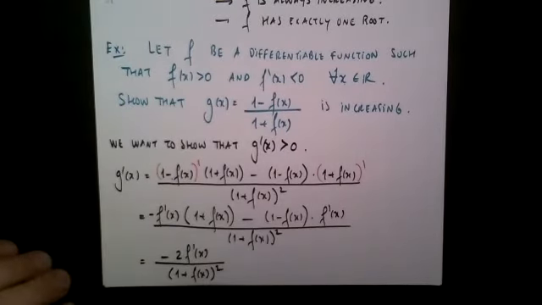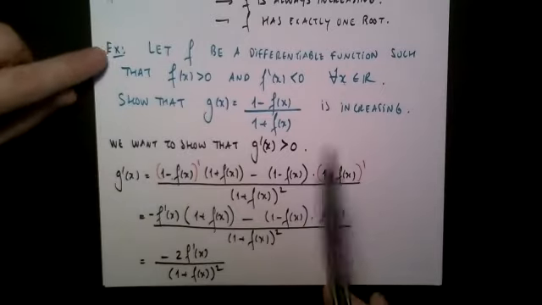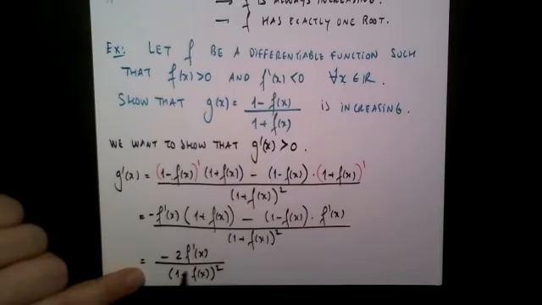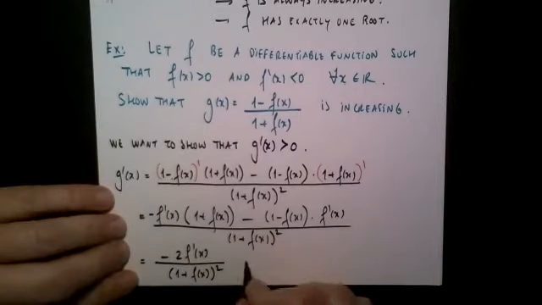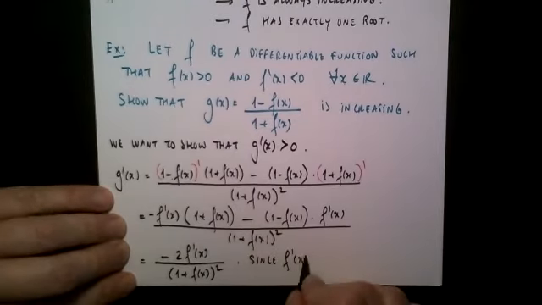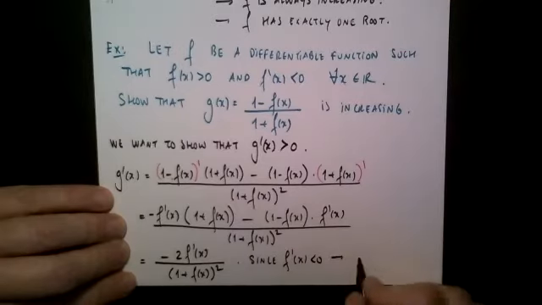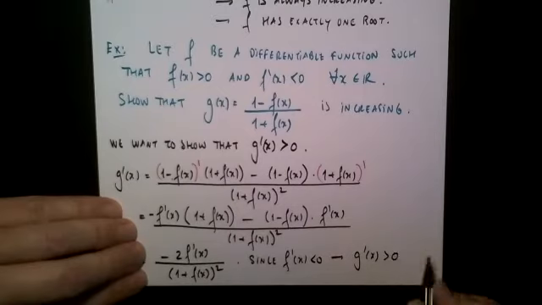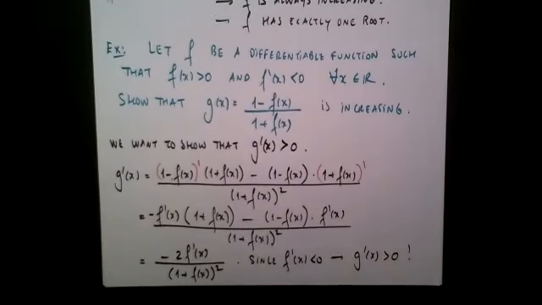Okay? But they told me that f prime of x is a negative number. So negative 2 times negative, the top is positive and the bottom, being squared, is positive. So since f prime of x is negative, then obviously this whole thing, g prime of x, is positive. And that's it. It's done.